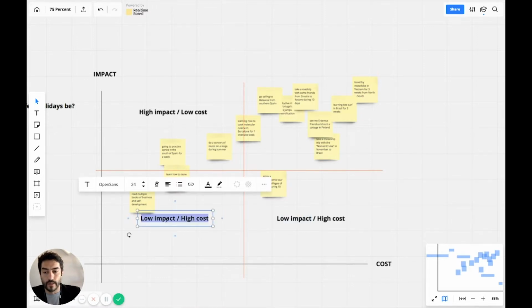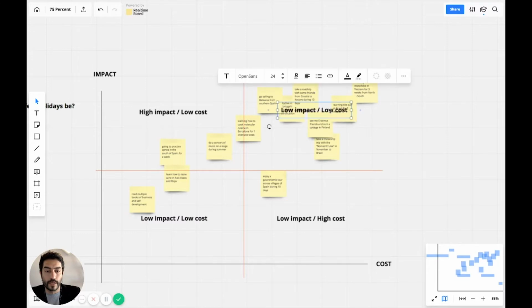Here, that would be low impact, low cost. So for me, not that really exciting holidays, but not that expensive either. And finally here, I'm going to be into the high impact, high cost.